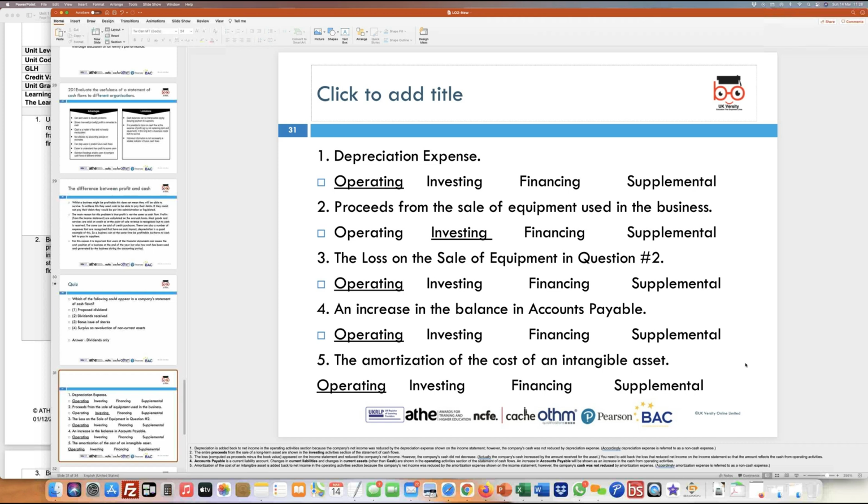Now, the amortization of the cost of intangible assets. Where does it go? It's the same as depreciation, so it's going to go into operating expense. Absolutely correct. Yes, that is correct. So it will go into the operating expense.